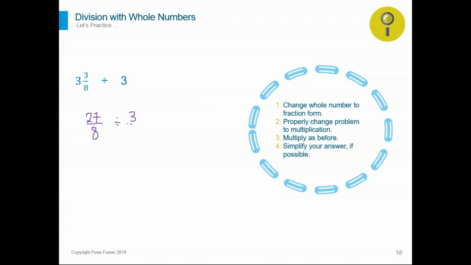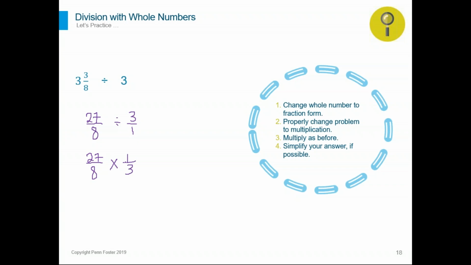Now 3 is actually 3 over 1. Now, both of the operands, or both fractions, are actually in fraction form. No mixed numbers, no whole numbers. I am ready to go ahead and change the problem to multiplication. 27 over 8 will stay the same, times, flip the second fraction. It was 3 over 1, make it 1 over 3.